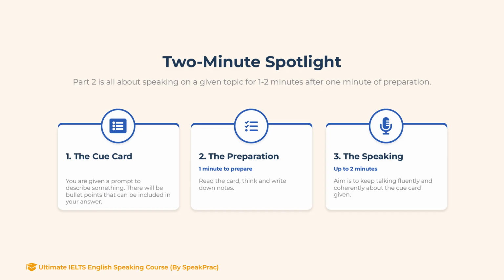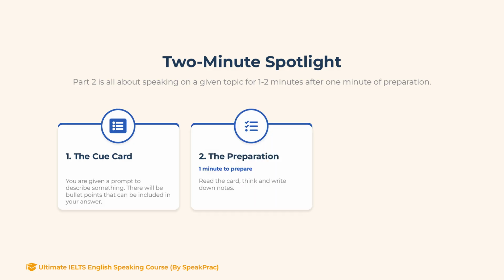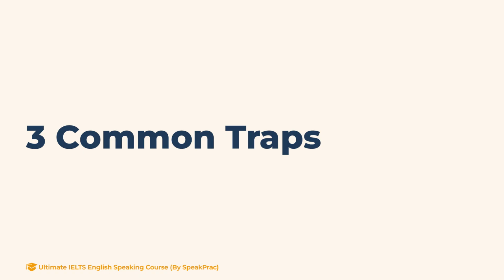So to recap, for IELTS Speaking Part 2, you get a topic, 1 minute to plan, then 2 minutes to shine in your spotlight moment. It's simple, right? Well, the mechanics are simple, but there are a few common traps that even smart IELTS students fall into. The 3 common traps and how to avoid them. Over the years, I've seen 3 main reasons why students stumble in Speaking Part 2. I call them the 3 traps.